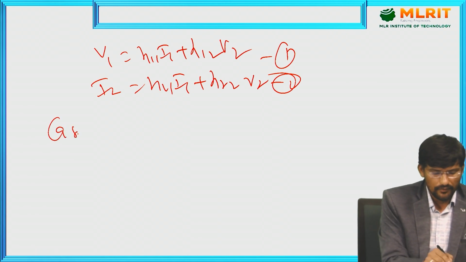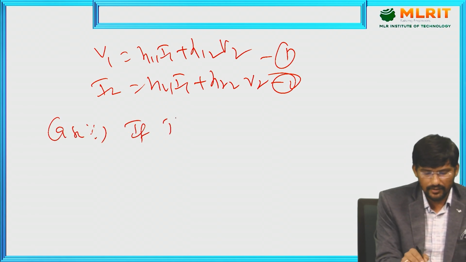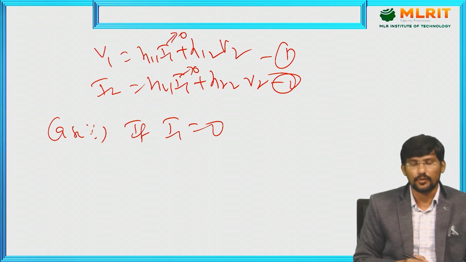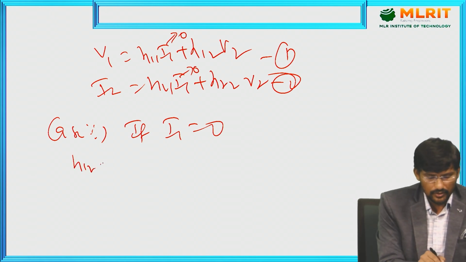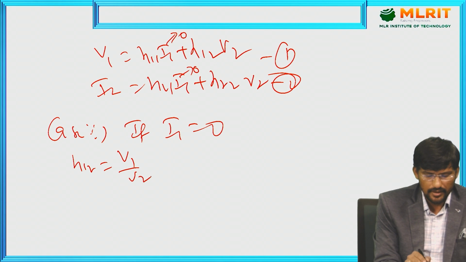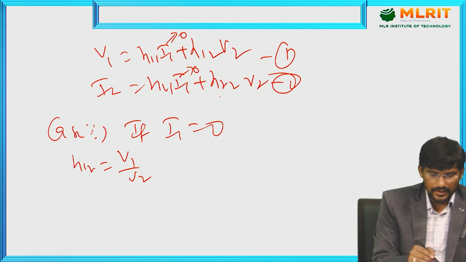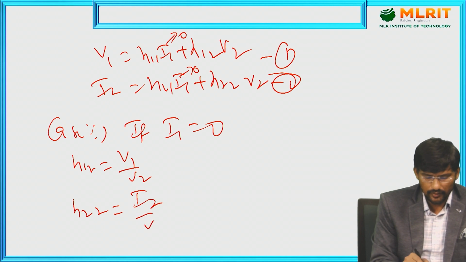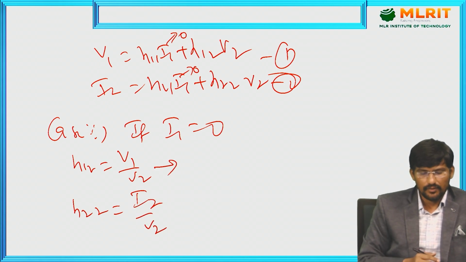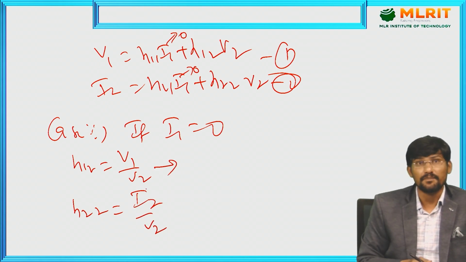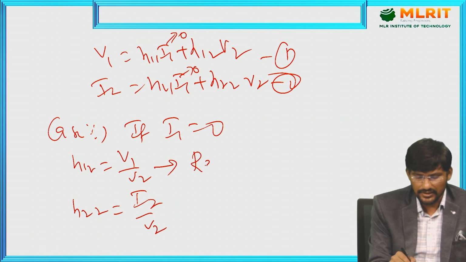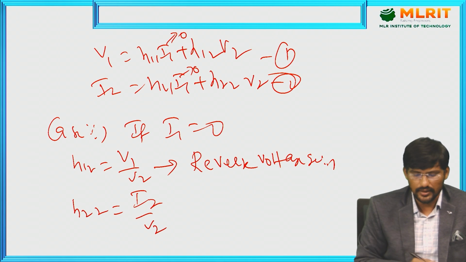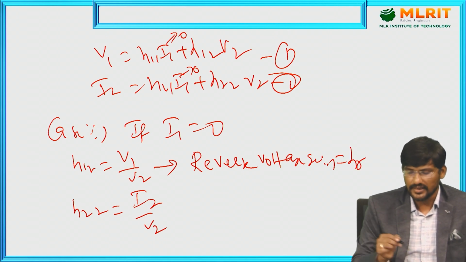Now case 2, what we will be doing here is, we make I1 equal to 0. If you make I1 equal to 0, that means open circuiting the input terminals. Then H12 will be V1 by V2, and in the second equation, H22 is equal to I2 by V2. The first term, V1 by V2, is the ratio of input voltage to the output voltage. It is a reverse relation, that's why it is called reverse voltage gain, and it is represented as HR.